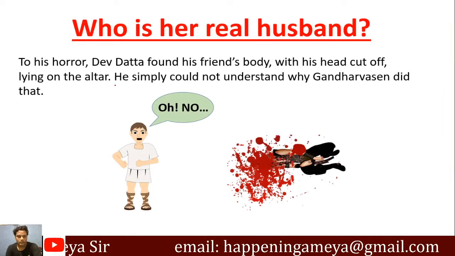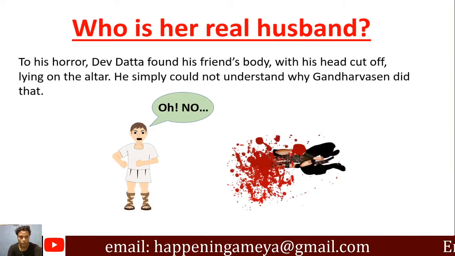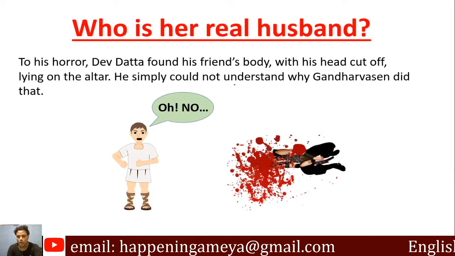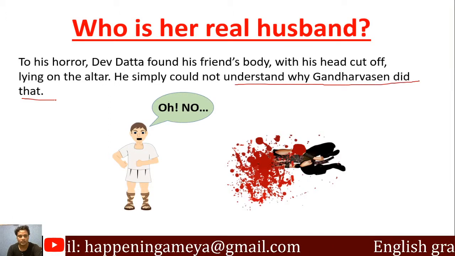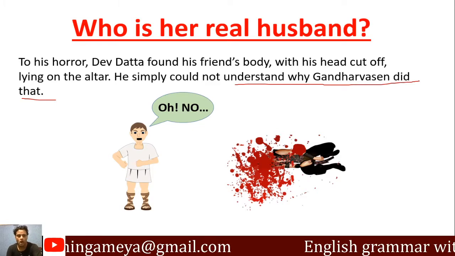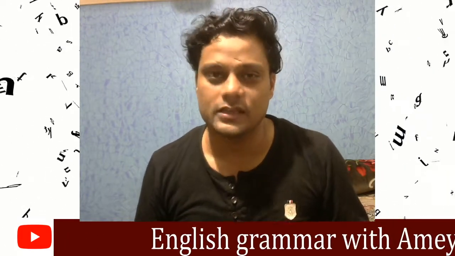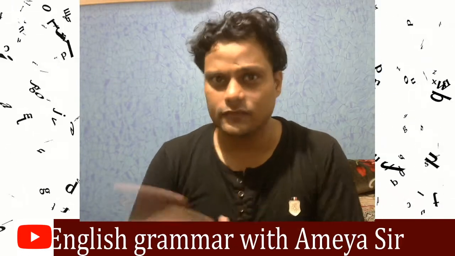To his horror, Devadatta found his friend's body with his head cut off lying on the altar. He simply could not understand why Gandharva Sen did that. Look at the reaction. Oh no. Guys, imagine what a horrendous sight that must have been for Devadatta. He would never have expected such a thing. I mean, he just went inside to see what's happened. Why has my friend not come back? Much to his horror, what did he see? He saw that his friend has done that and he could not understand why he did that.